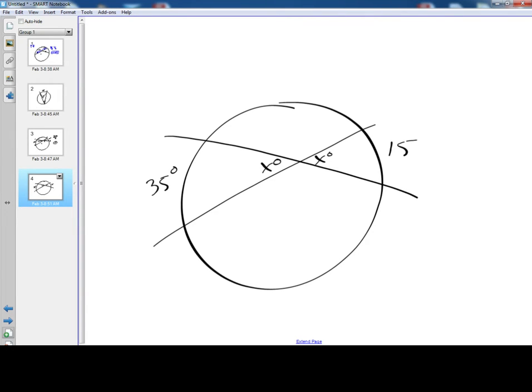Okay, so what do you guys got here? Yeah, it looks like they add up to 50, don't they? So you divide by 2, you get 25, so X is 25. And so is the other X. Both X's are 25. Are we cool here? Yes.